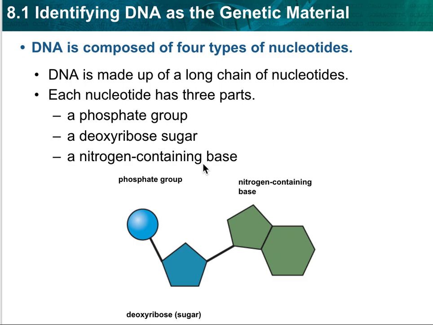Talk about DNA as the genetic material. Here's the structure of DNA. It's made up of 4 types of nucleotides. DNA is made up of a long chain of nucleotides. Each nucleotide has 3 parts.